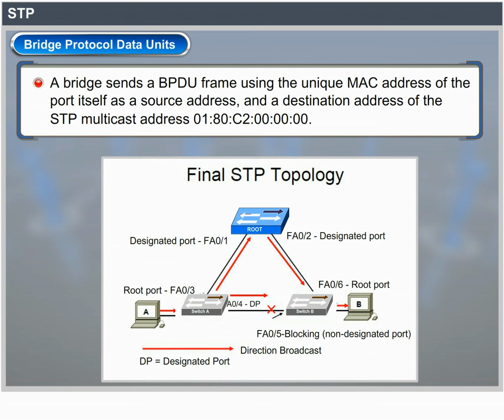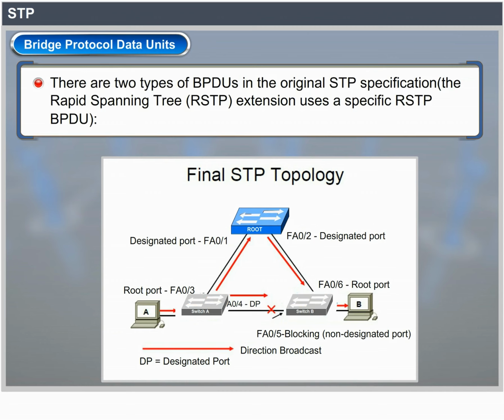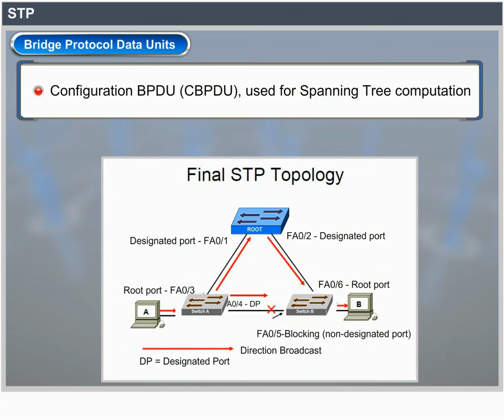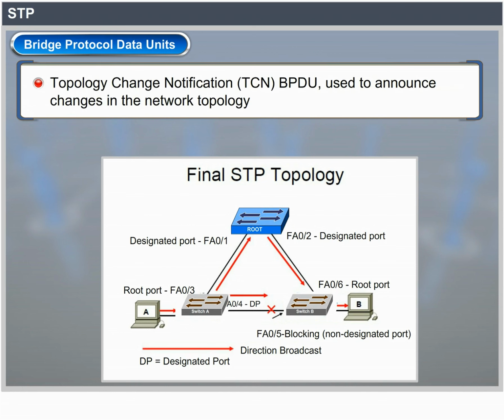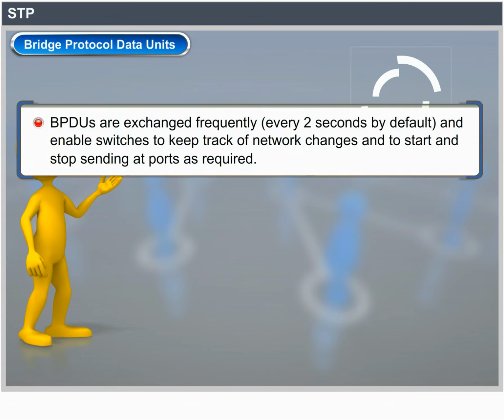01:80:C2:00:00:00. There are two types of BPDUs in the original STP specification; the Rapid Spanning Tree or RSTP extension uses a specific RSTP BPDU. Configuration BPDU or CBPDU, used for spanning tree computation. Topology Change Notification TCN BPDU, used to announce changes in the network topology. BPDUs are exchanged regularly every 2 seconds by default and enable switches to keep track of network changes and to start and stop forwarding at ports as required.